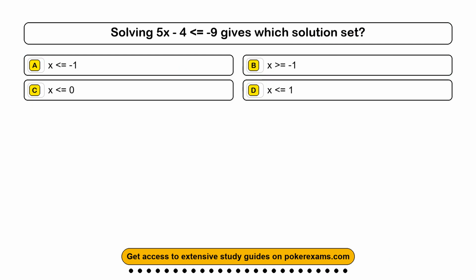Question 10. Solving 5x minus 4 equals minus 9 gives which solution set? Option A, x equals minus 1. Option B, x equals minus 1. Option C, x equals 0. Option D, x equals 1.